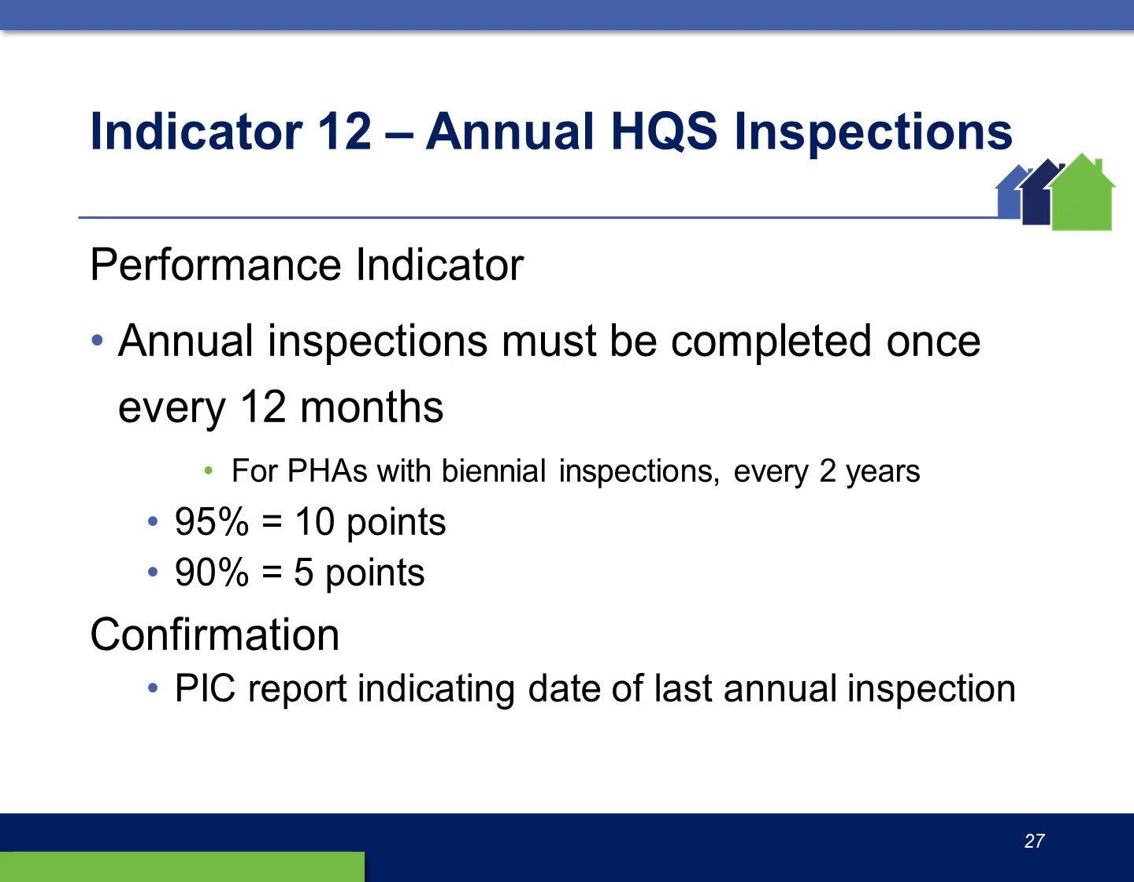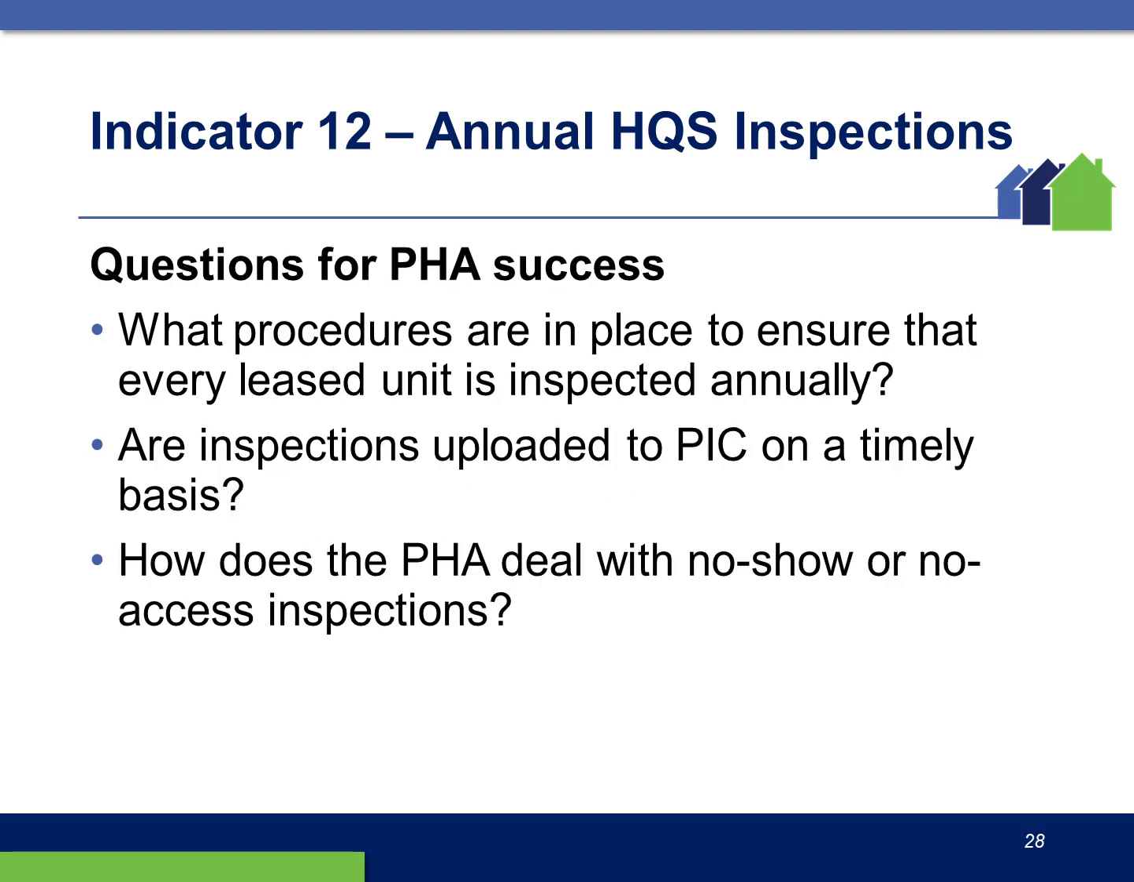Indicator number 12 measures annual HQS inspections. For this indicator, HUD is looking for 95% of leased units to be inspected once every 365 days. This is confirmed through a PIC report of leased units and last HQS annual inspection date. The questions for success on Indicator 12 include: does the PHA have a process to ensure that leased units are inspected annually? Is the PHA uploading inspection results to PIC on a timely basis?